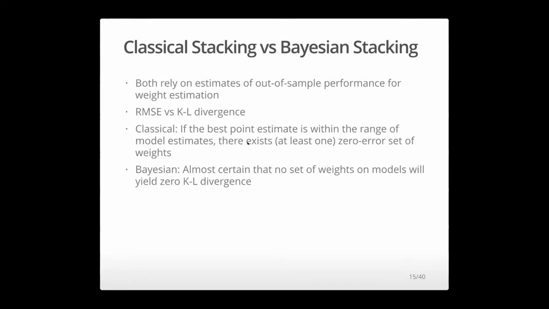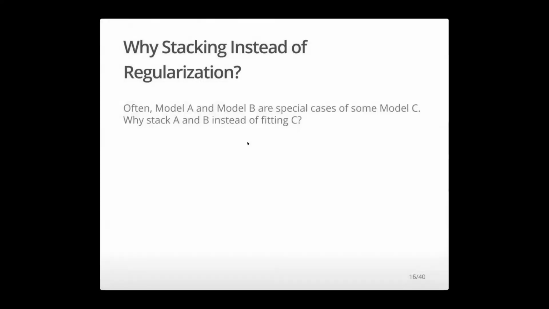It's just that Bayes is trying to get a broader perspective on the problem that is significantly harder to estimate. So one question is, why stacking instead of regularization? By that I mean, oftentimes you've got model A and model B, and there are special cases of model C. In the example that I showed, there was a model with a fixed mu parameter and a model with a fixed sigma parameter. Why the heck shouldn't we just fit a model that's got free mu and free sigma? That seems obvious. And there are a couple of reasons why.